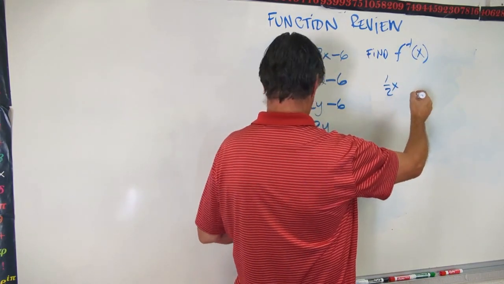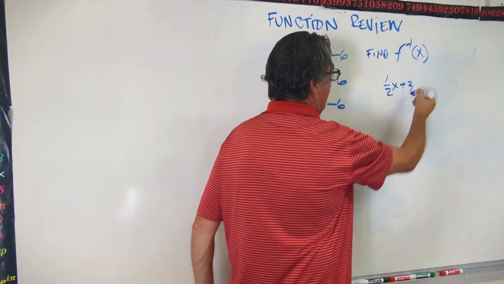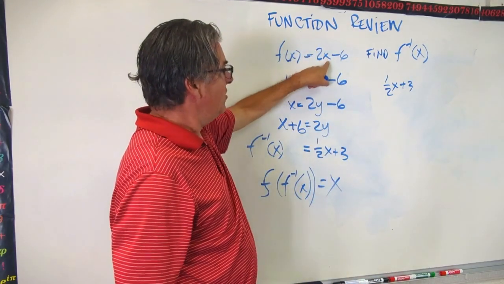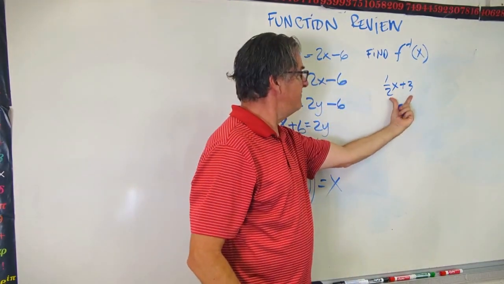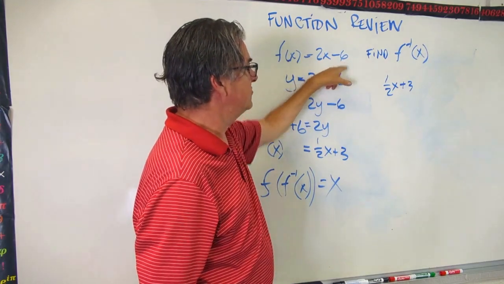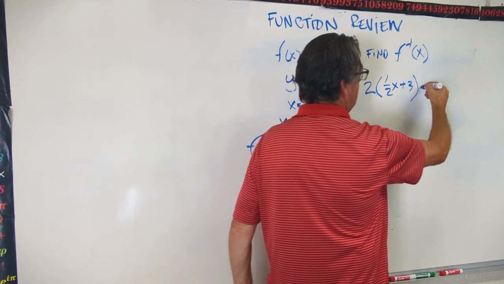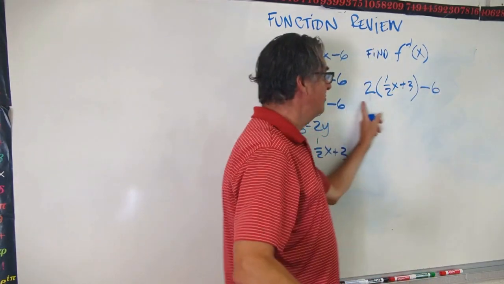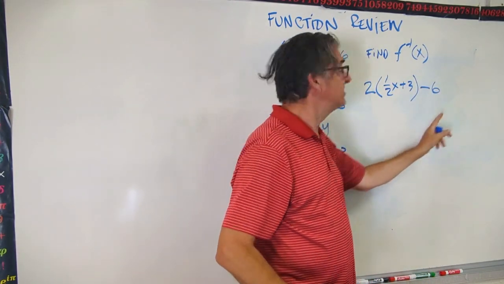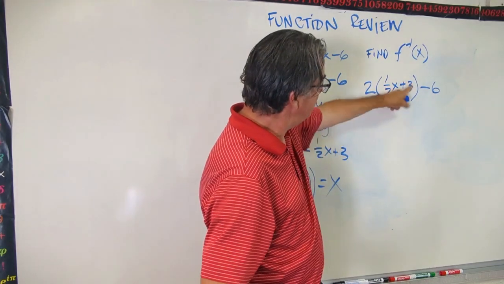So I have 1/2 x plus 3. And now my f of x says take whatever that x is, which now is my inverse function, and multiply by 2 and subtract 6. So I'm just going to put parentheses around it, multiply by 2, subtract 6. Now this should reduce all the way down to x. So let's try that. I'm going to use the distributive property here.